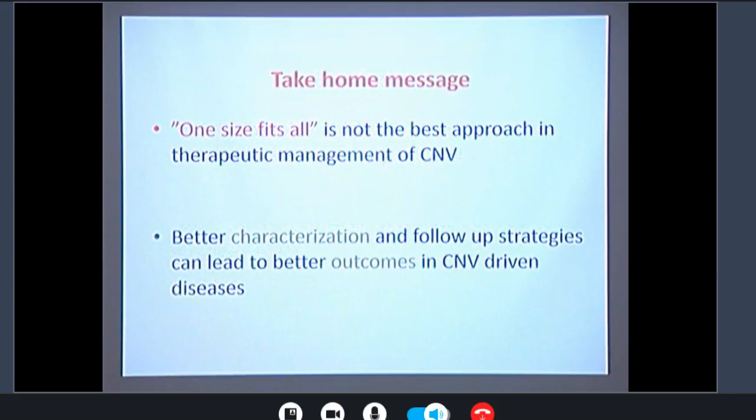So the take-home message is that with AMD treatments and all these new diseases, we cannot work with one size fits all. It is not the best approach to manage all the neovascular membranes. You see activity, you inject. You don't see activity, you just observe. And also, I think that better characterization and follow-up strategies in these diseases can lead to better outcomes in CNV-driven diseases. Thanks for your attention.